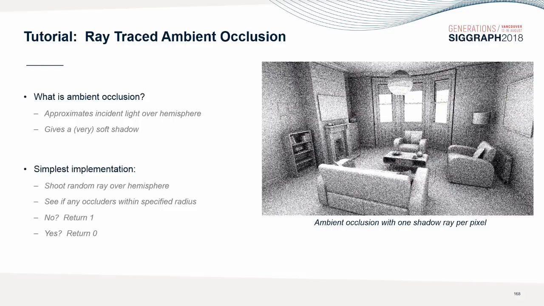You shoot a random ray over the hemisphere. You check whether you see any occluders within a certain specified distance, your ambient occlusion radius. If you don't hit anything, you return 1, it's lit. If you do hit something, you return 0 for black. There are more advanced versions of that, but that's the simple way.